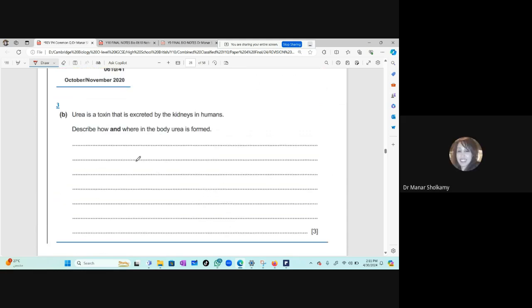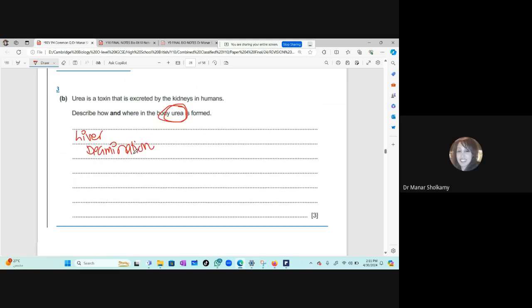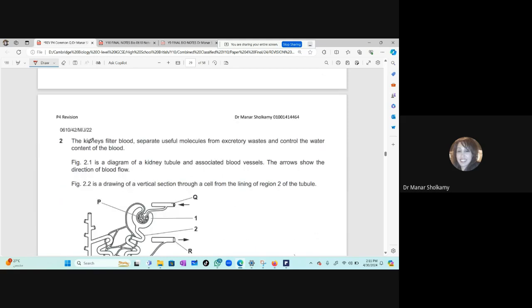Okay. Now, excretion. Describe how and where in the body urea is formed. Urea, not urine. Where is urea formed? In the liver. Very good. And what process will you talk about? Deamination. And what is deamination? The removal of the nitrogen-containing part of the protein. Excellent.